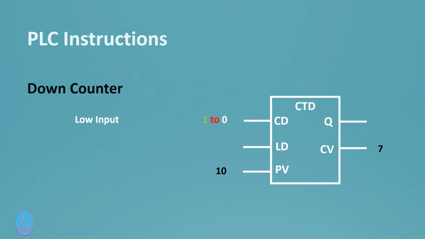If the current counter value, CV, is less than or equal to 0, the Q output is set to signal state 1. In all other cases, the Q output has signal state 0.